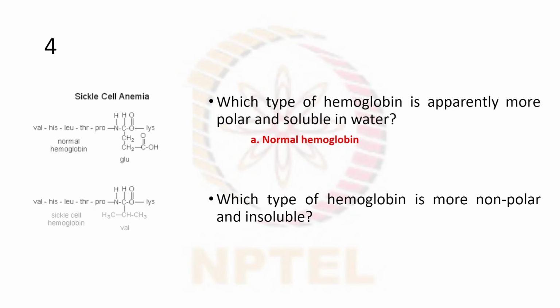Yeah. So in the normal hemoglobin, its charged amino acid is replaced by a hydrophobic amino acid, mutated or substituted. So this makes this particular sequence more nonpolar and insoluble because of the presence of a nonpolar group. So here we have sickle cell hemoglobin.